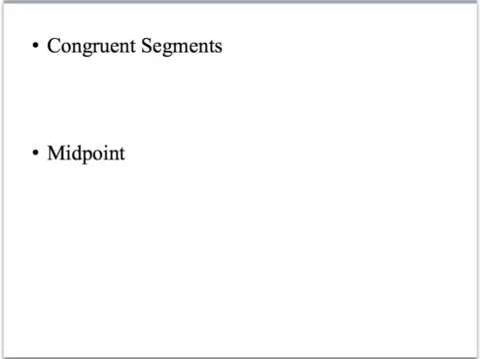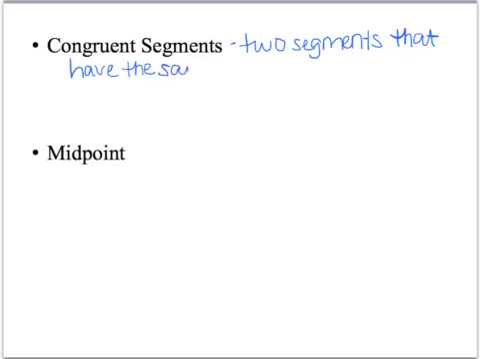Now let's talk about congruent segments. Congruent segments are two segments that have the same length. So for instance, suppose I draw two segments on my paper and they're both 2 inches long. Then those two segments, since they're the same number of inches, their lengths would be congruent.